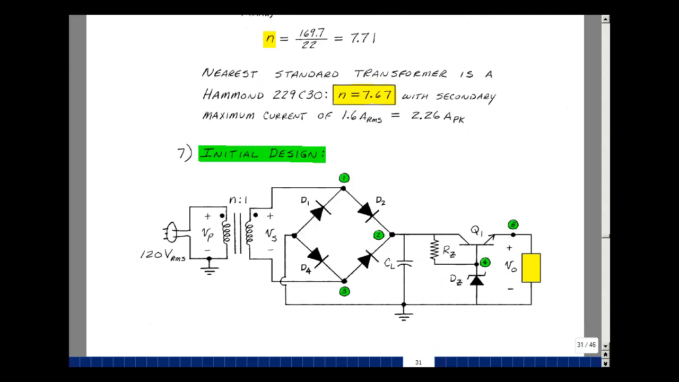Here's our initial design. Got a transformer with a turns ratio of n to 1, 4 diodes, C sub L, and effectively some resistance looking back here with our regulator, which has an R sub Z, a D sub Z, and a Q1, and eventually our radio.